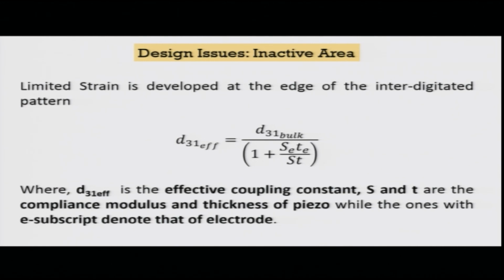Now, the limited strain that is developed at the edge of the interdigitated pattern can be expressed if you consider the d31 effective. So, instead of a simple d31, it will be a d31 effective, where this effective will have things like the effective coupling constant, s and t as the compliance modulus and thickness of the piezo, and the subscript E denotes that of the electrode. So, you are taking the electrode compliance and thickness into account in this model in order to calculate the effective d31 of the system.